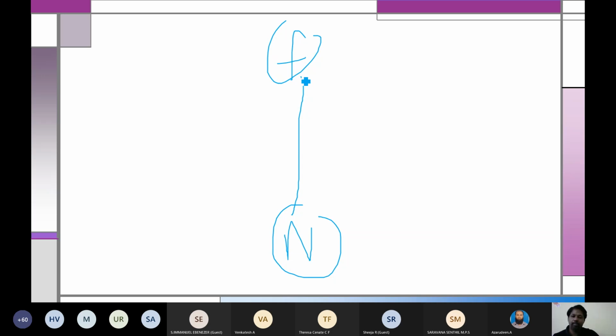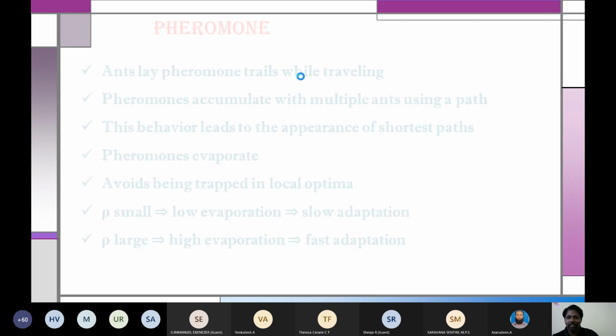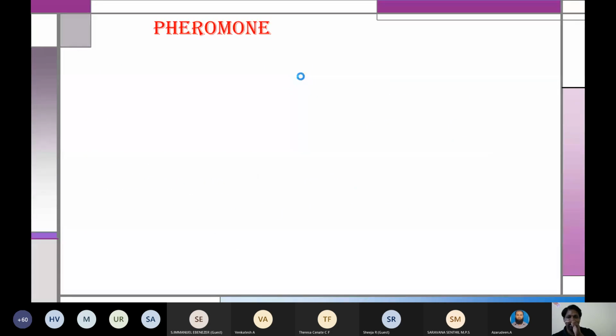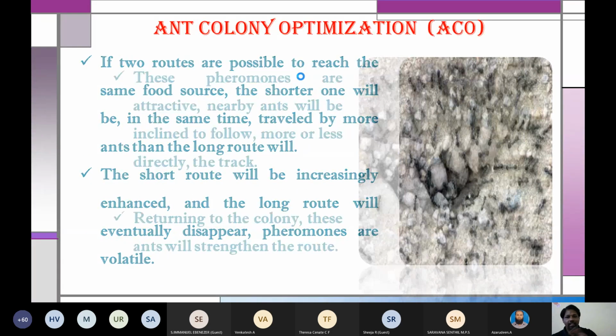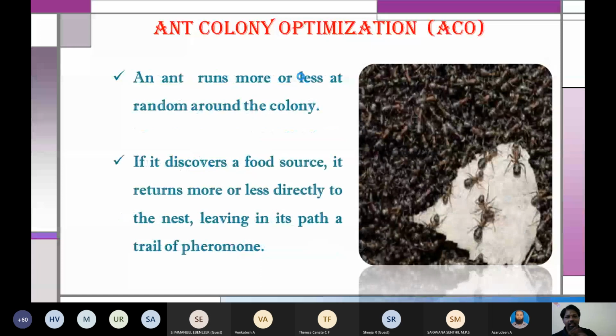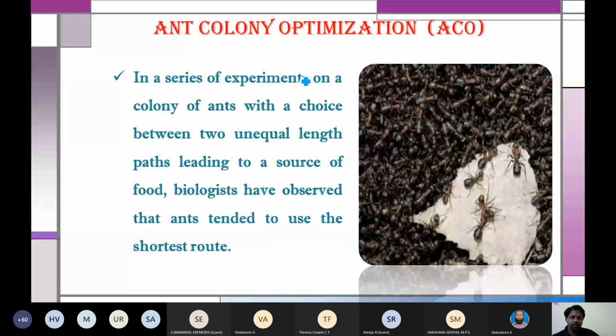Now let me come to the theory. I think rather than going for theory, this analogy will help you out. Let me tell you the things we have discussed; the same thing will come here. In a series of experiments on colonies of ants, initially there were two paths of unequal length, but finally they take only one path, which is the shortest path. That's what people have identified.